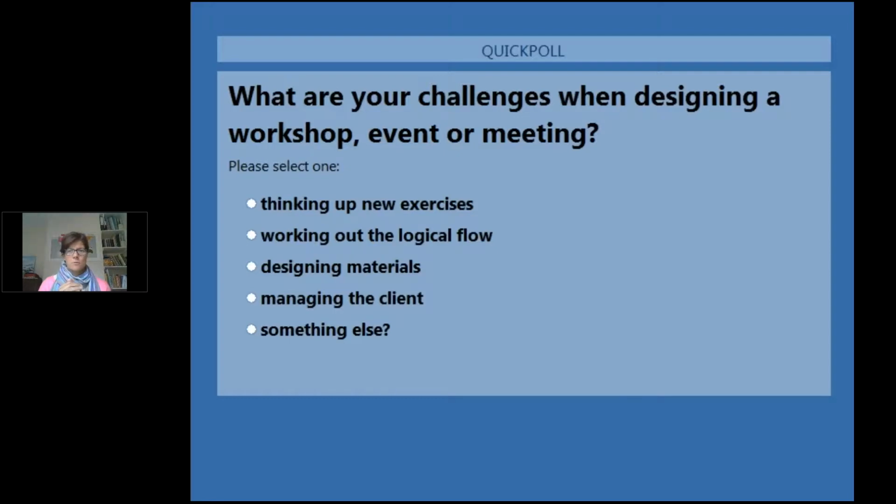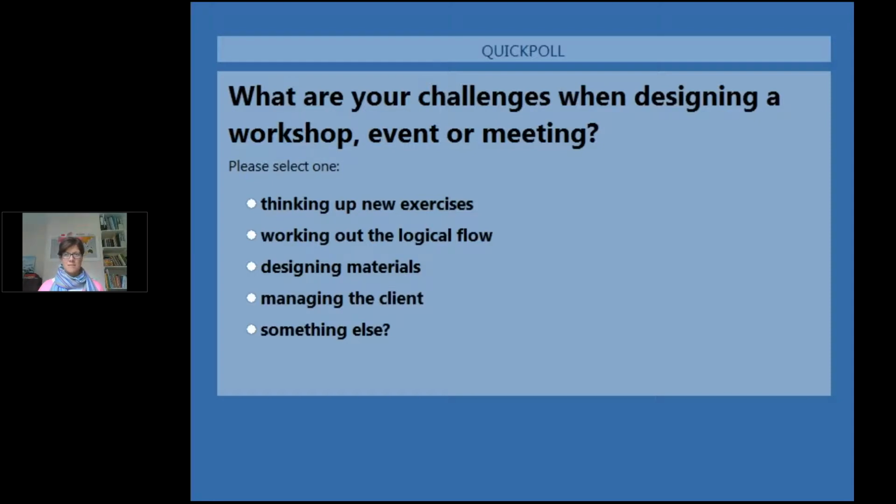So the poll should have gone out to you all. People are clicking. Answers are coming in. Well, 73% of you have voted. If it's something else, hit the something else button. Currently, 50% of us are saying it's thinking up the new exercises, 5% working out the logical flow, 5% designing materials, 26% is managing the client, and 16% is something else. Okay. Anyone else want to add their vote?